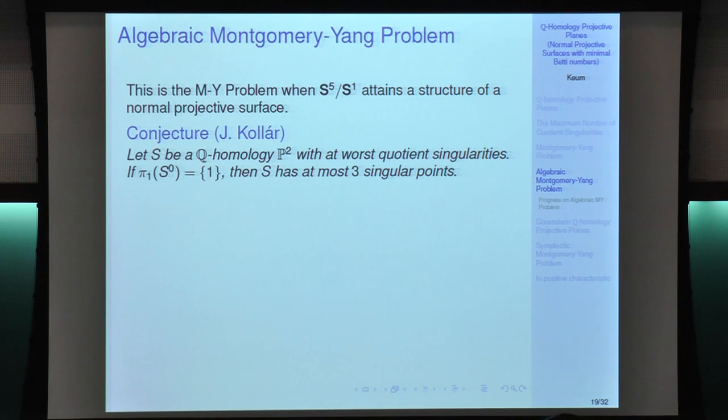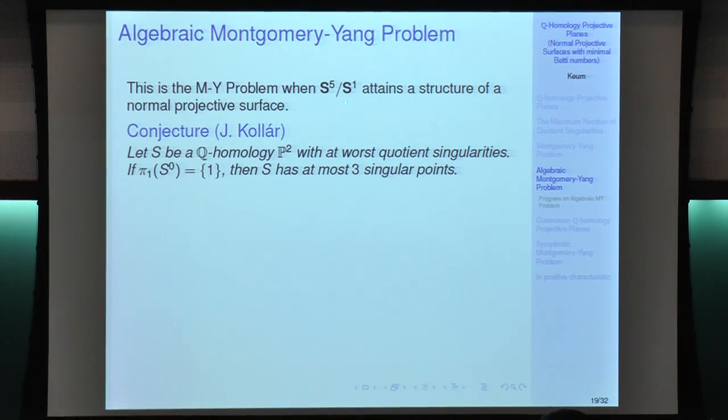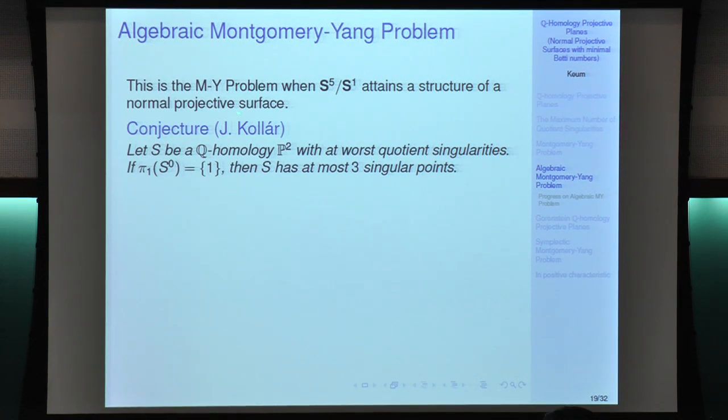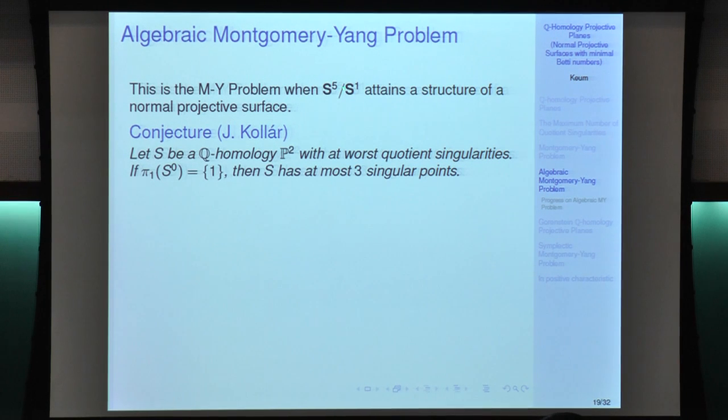where this orbifold attains a complex structure, which is a normal projective surface, and each singularity is a quotient singularity, and a cyclic singularity indeed, corresponding to a non-free orbit or exceptional orbit. So the original conjecture, the Montgomery-Yang problem, says the number of exceptional orbits is bounded by 3.